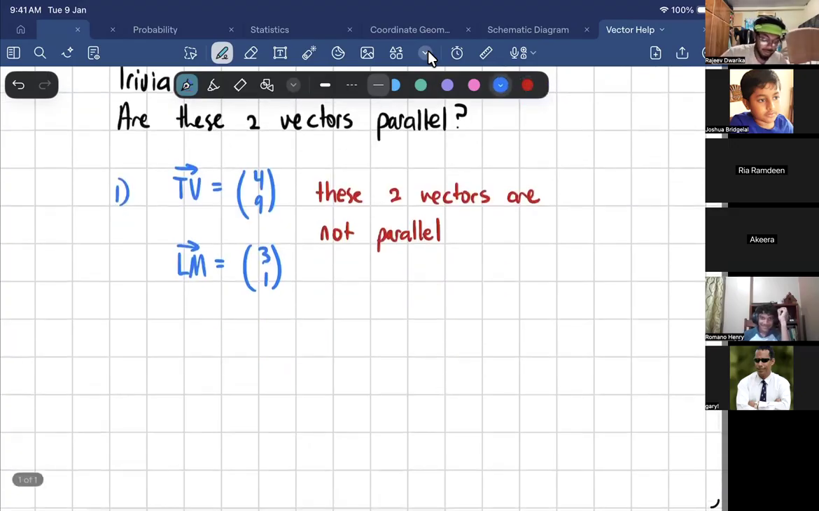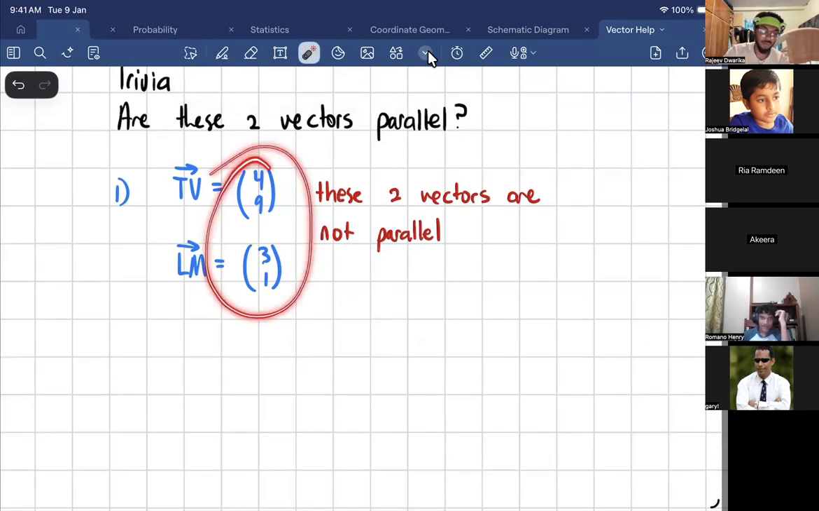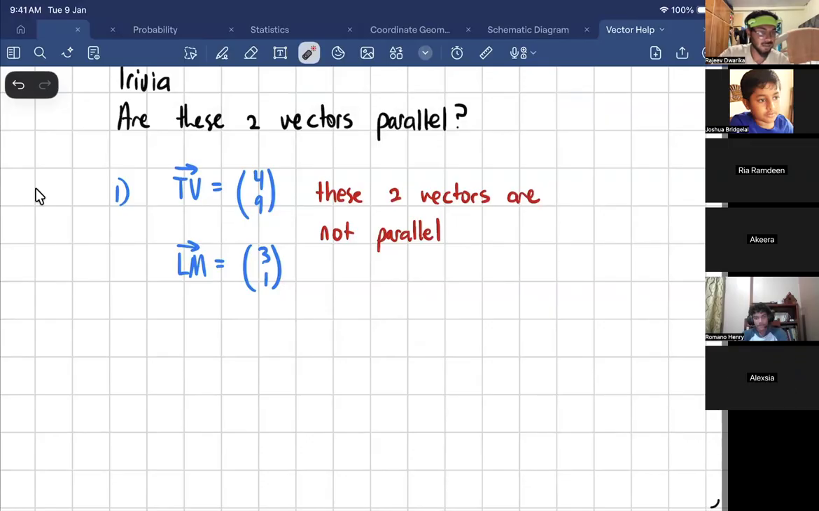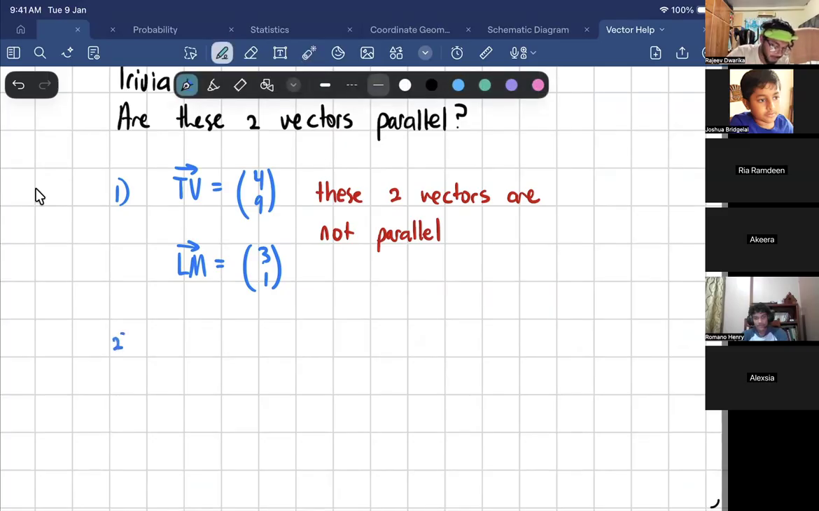Just before I move on, is there anybody in class here that does not understand why these two are not parallel? Let me do a roll call quickly. Akira, you're good? Alexia, you're good or not? You're not good. All right. So Alexia, I have a question for you. Let this guy escape, man. I'm calling all of you.